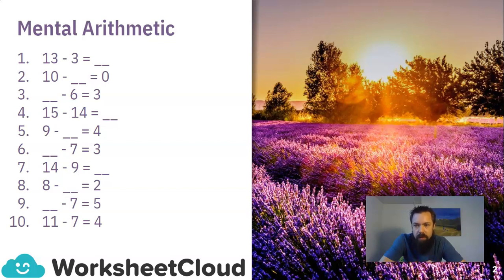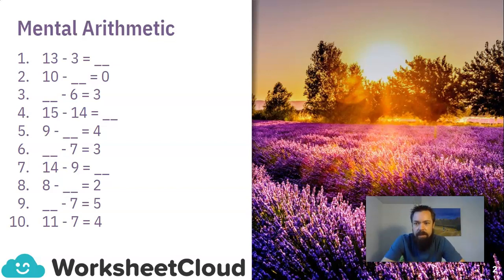4, answer is 1. 5, 9 minus something gives me 4. So I've got to find out what I took away from 9 to be left with 4. So what I can do is I can also go 9 minus 4 to find out what it was that I already minused. So 9 minus 4 is 5, and then the missing number in number 5 is 5.